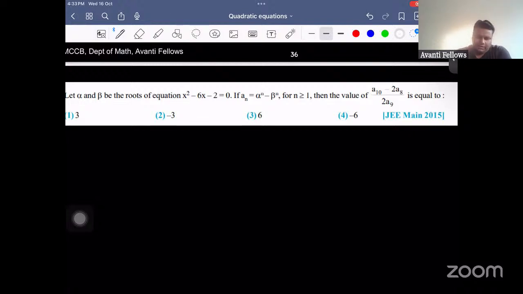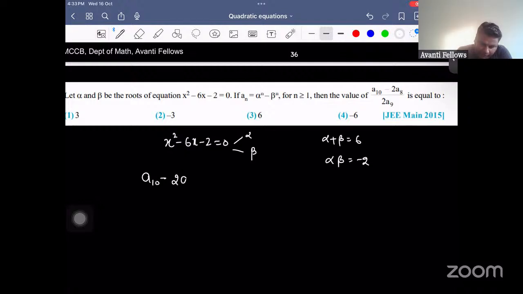See, enough time I have given to you. The equation x² − 6x − 2 = 0, its roots are alpha and beta. So alpha plus beta is 6, alpha beta is −2. Am I correct? Now they are asking for (A10 − 2·A8) / A9.